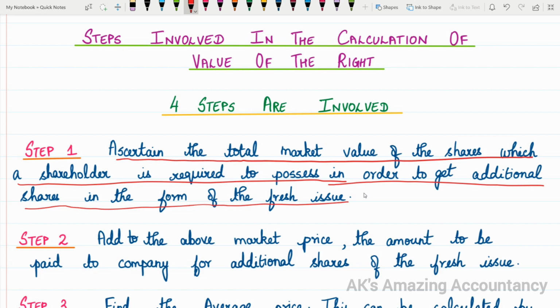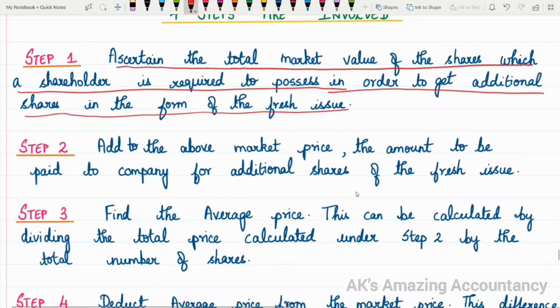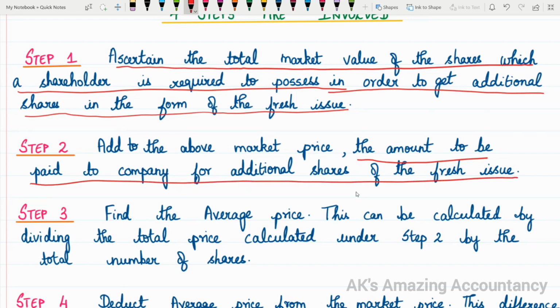Now let us proceed to step 2. What is step 2? Add to the above market price. In step 1, we are finding out the market price, isn't it? To the above market price, add the amount to be paid to the company for additional shares of the fresh issue. That is the amount to be paid to the company for the right shares. Whatever is the value of the right share, that amount which has to be paid to the company has to be added to the market price. Okay, that is step 2.